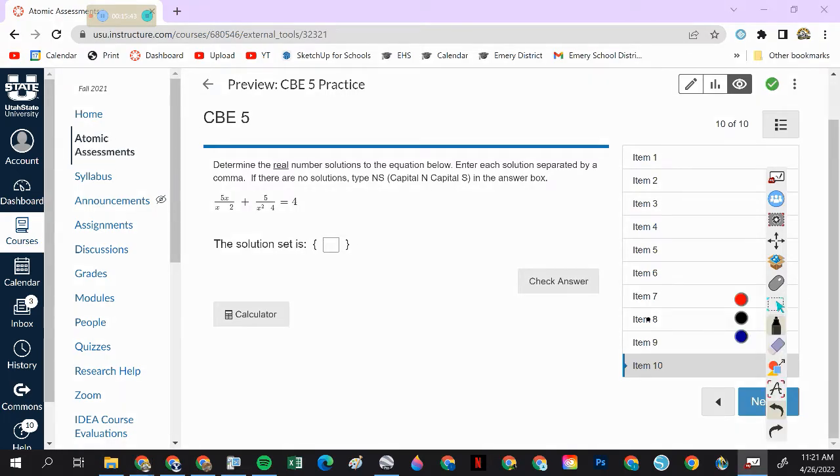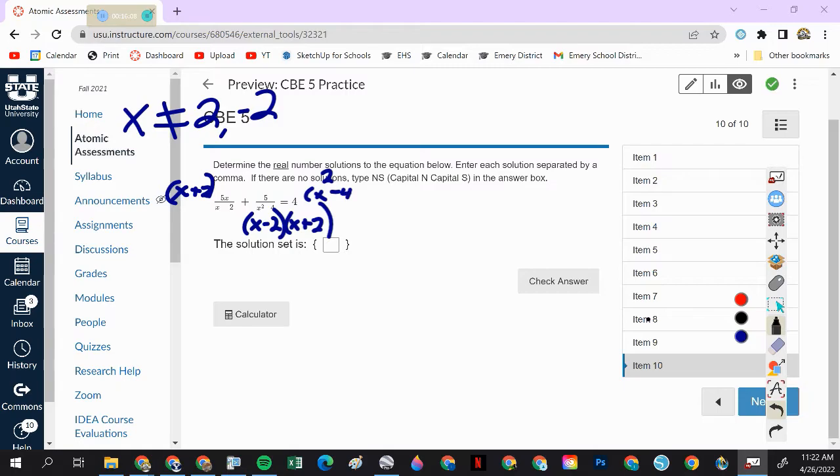And let's do a reminder here. So we have to remember x cannot be 2 or negative 2. So this is x minus 2 times x plus 2. So I need a common denominator. The left side needs x plus 2. The middle doesn't need anything, but the right side needs both of them. So x squared minus 4.